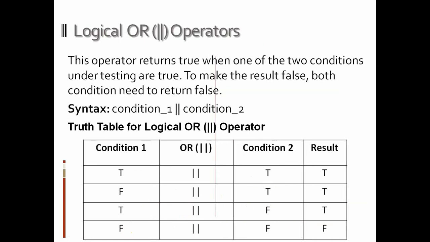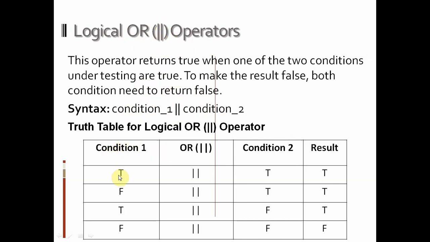And second is the logical OR operator. This operator returns true when one of the two conditions under testing is true. To make the result false, both conditions need to return false. We can look here, it's the syntax: condition 1 OR condition 2. The pipe symbol is the symbol for the logical OR operator.